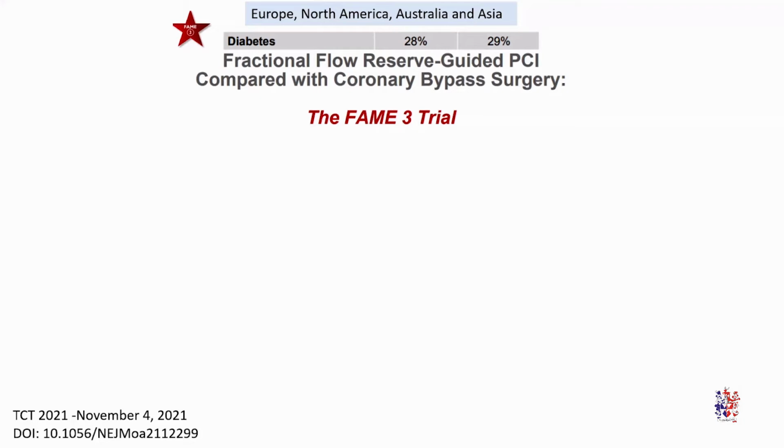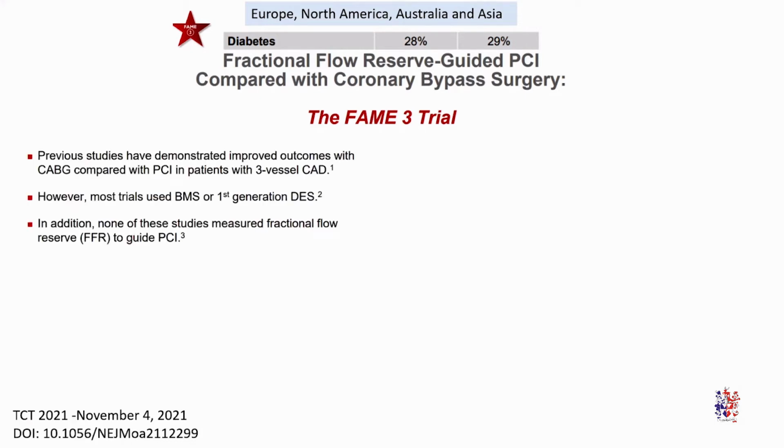This is the FAME-3 trial, which was the fractional flow reserve guided PCI trial. On the basis of these previous studies, which demonstrated improved outcomes, as I've just shown you, with CABG compared to PCI, there was a criticism that maybe the stents used in the PCI arm were either bare metal stents or the first generation drug-eluting stents. And the other criticism was that they didn't do FFR, they didn't do physiological testing to say this was a tight lesion, or the mild one that they left was actually a tight lesion.